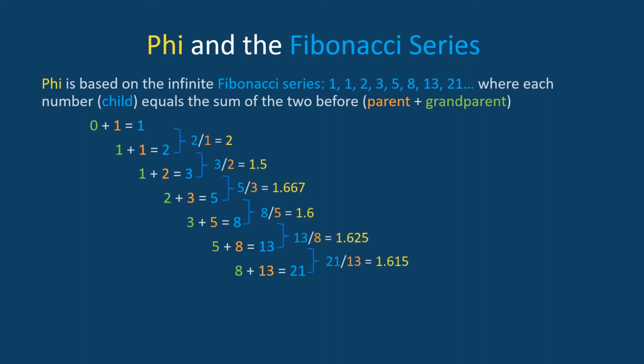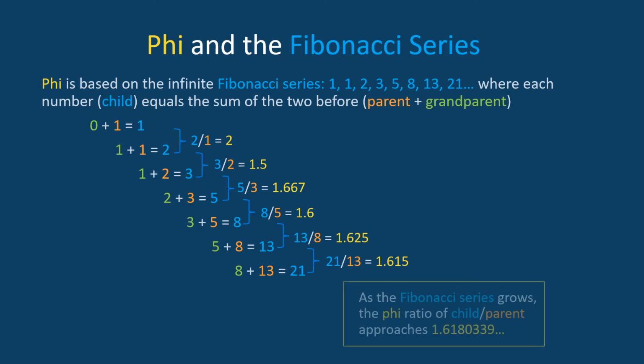in which the ratio of each new generation to the one before gives a closer and closer approximation to the golden ratio's true value of 1.6180339, etc. Again, being an irrational number with infinitely many decimal places, the Fibonacci series never actually gets to its true precise value. But as we can see, even after only the first 6 generations or so, we get pretty close with a value of 1.615.